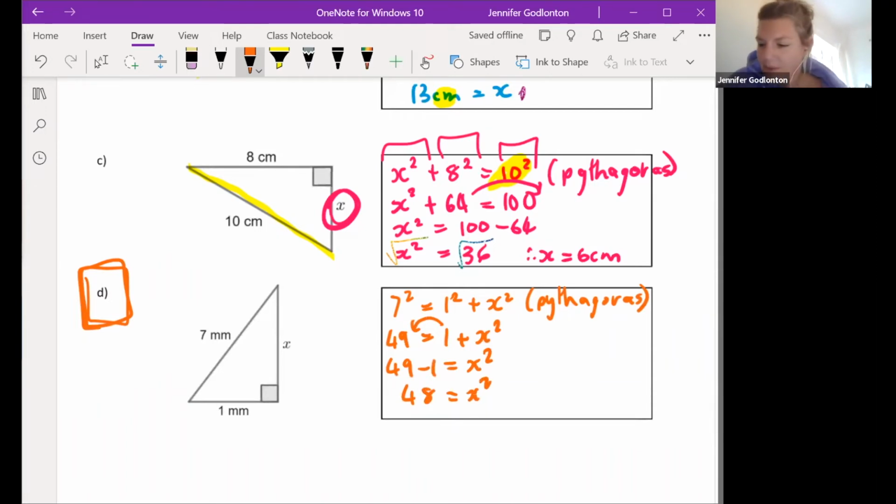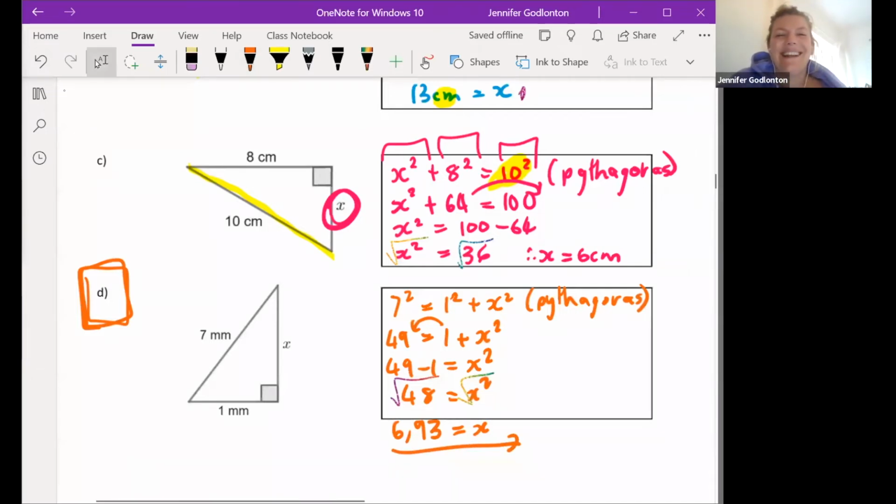Perfect. And then you square root. So x is equal to 6,9. Can you give me 2 decimal places? Ma'am, would I say 6,93? Yes, yay, well done. Nice job, Unati.